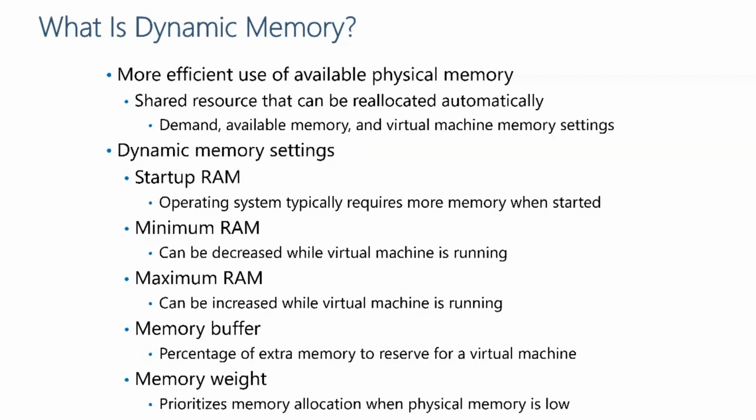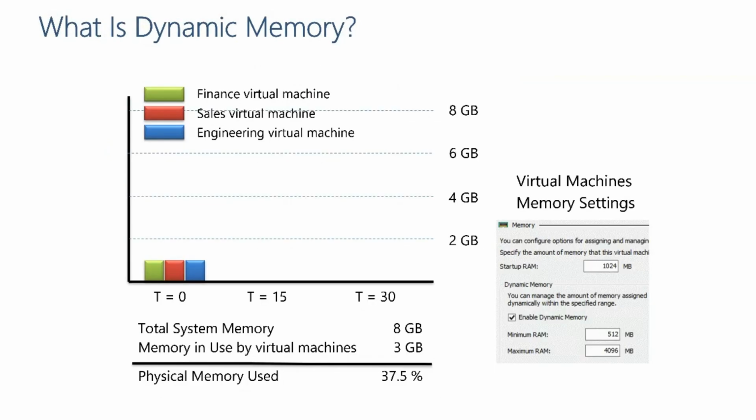Remember when we talked about resource management in vSphere? Basically the same thing, just different ways of saying it. We called it shares, but now it's called memory weight. The maximum is basically the limit. The minimum is the reservation. And the startup RAM is something that we didn't really have in VMware.